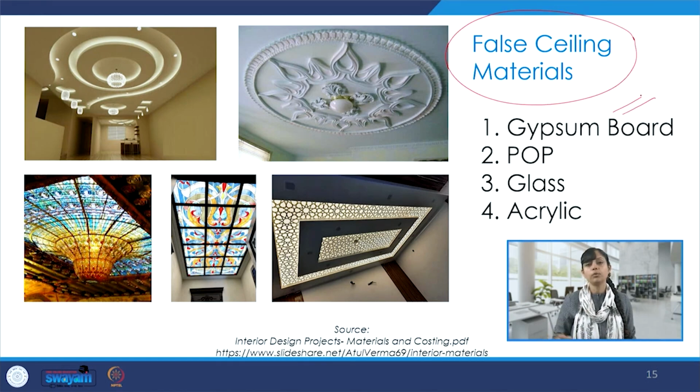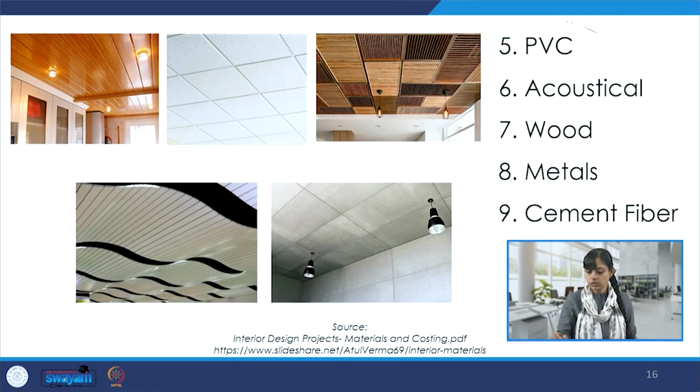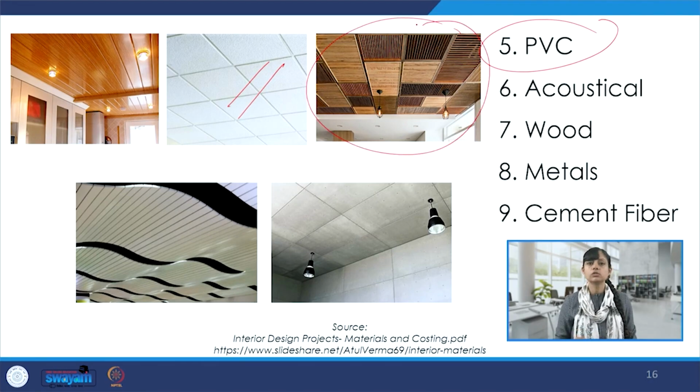Gypsum board is quite popular. Plaster of Paris, POP, is also used, as are glass and acrylic. Gypsum board is actually used a lot when we talk about false ceiling designs. There is also PVC. There are acoustical panels. There is wood, of course, which is used quite popularly. There are some metals that are used for creating interesting ceiling designs. There is also cement fiber, which is utilized for ceiling designs, especially false ceiling designs.